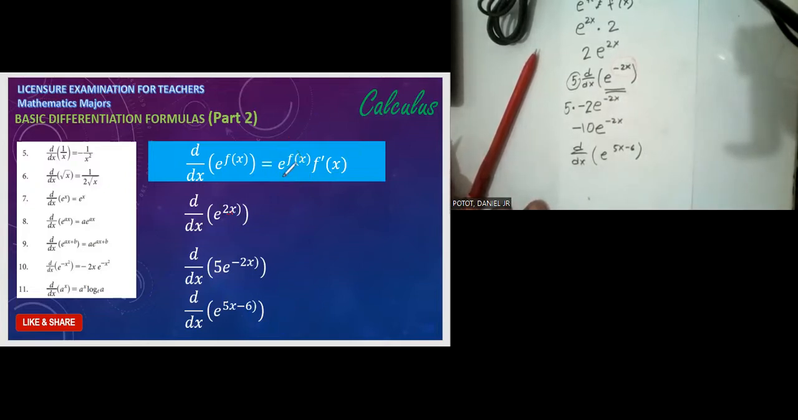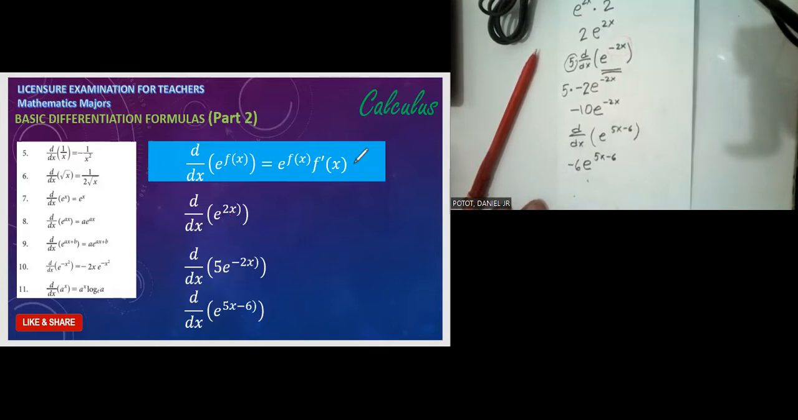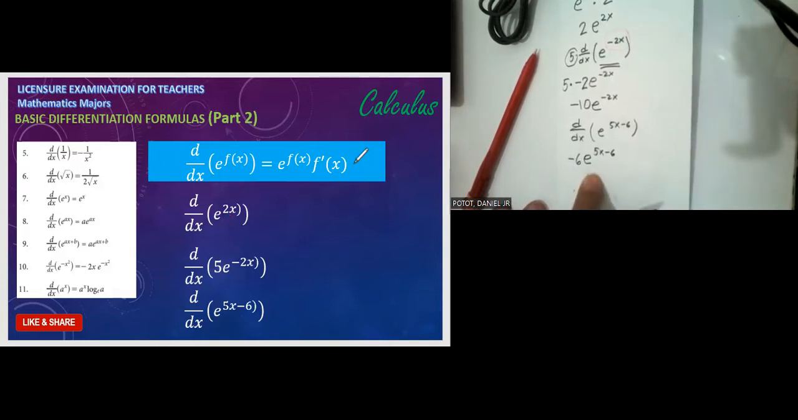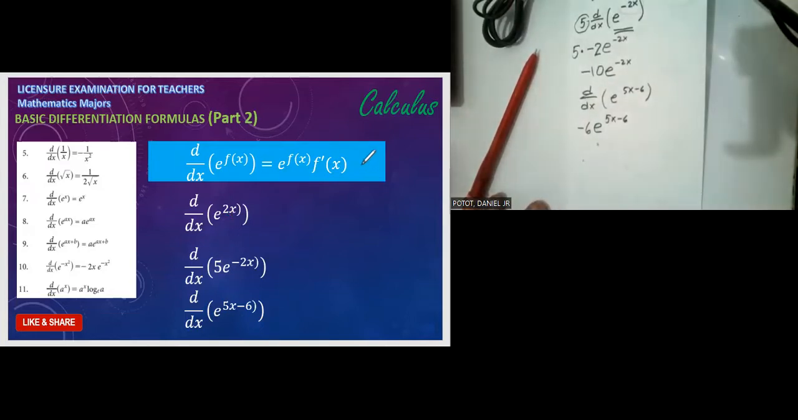It says here the derivative is e to the f of x, meaning just simply copy that. So e to the 5x minus 6, and then you take the derivative of f of x. The derivative of 5x minus 6 is actually 5, and let's just put that one outside, before e. So let's proceed to the last question for this slide.